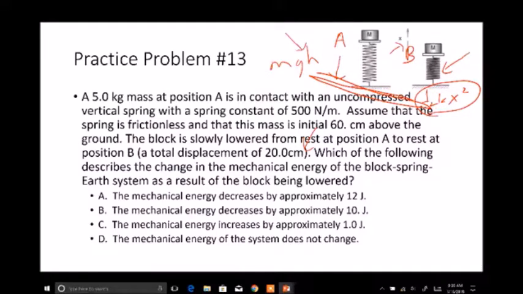So essentially what we're saying here is because there's no friction, mechanical energy is conserved. The mechanical energy of the system doesn't change. So we're looking at answer D as the correct answer. We could calculate this using these equations, but theoretically, I think this makes sense.